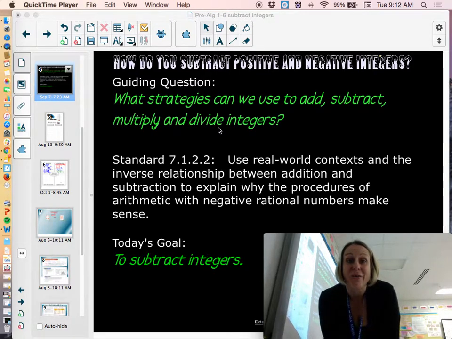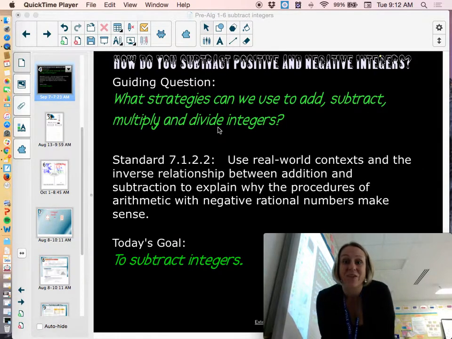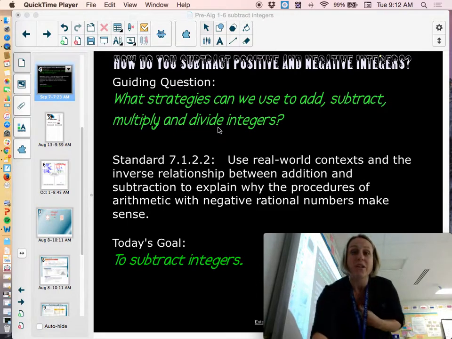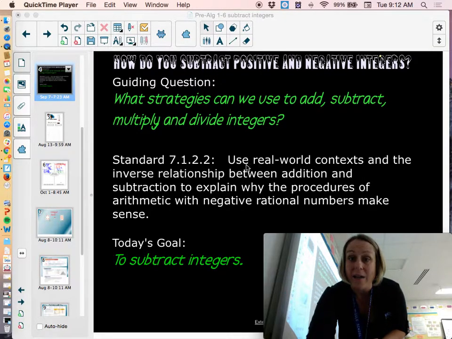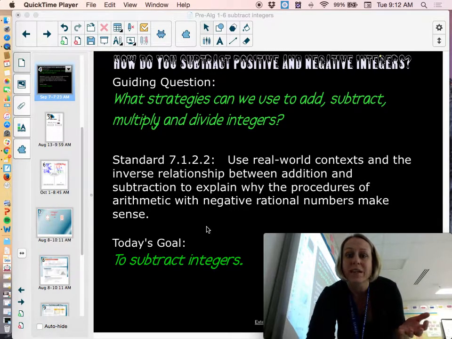Today we're going to learn how to subtract positive and negative integers. And our guiding question is, what strategies do we use to add, subtract, multiply, and divide integers? We're still using real world context to understand the inverse relationship between adding and subtracting, and our goal is to really understand subtraction.